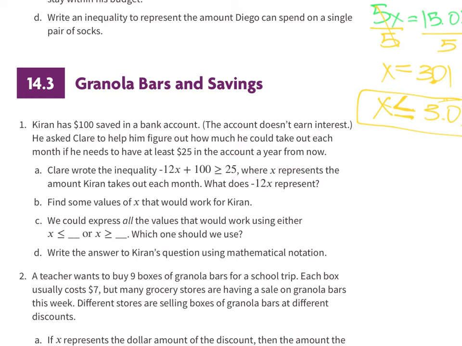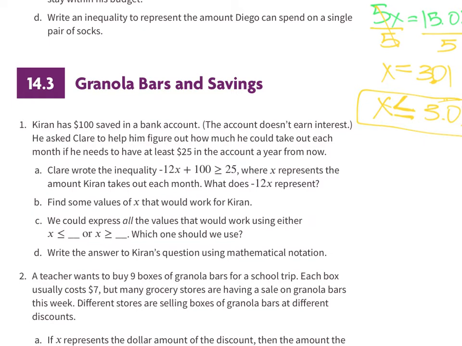Okay. So Claire wrote the inequality, negative 12x plus 100 is greater than or equal to 25, where x represents the amount Kieran takes out each month. What does negative 12x represent? Well, there's 12 months in a year, and if he takes out the same amount each month, negative 12x is how much money he takes out in the total year.